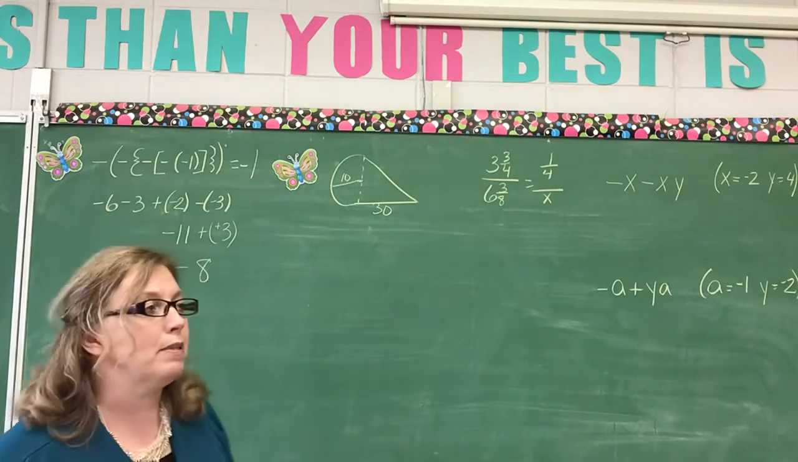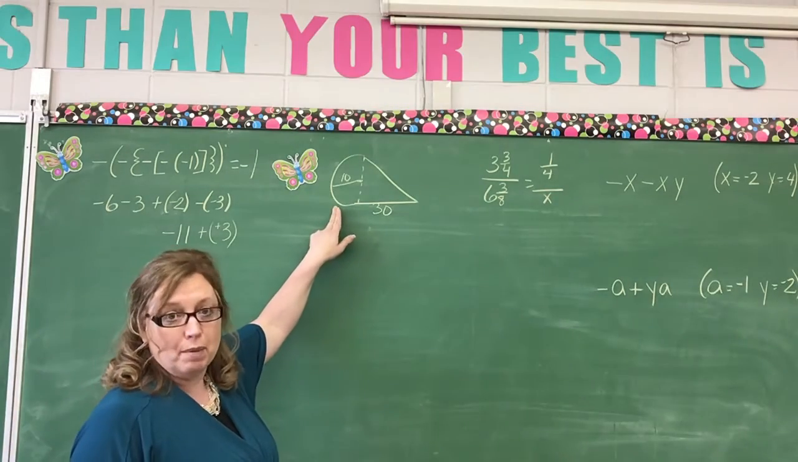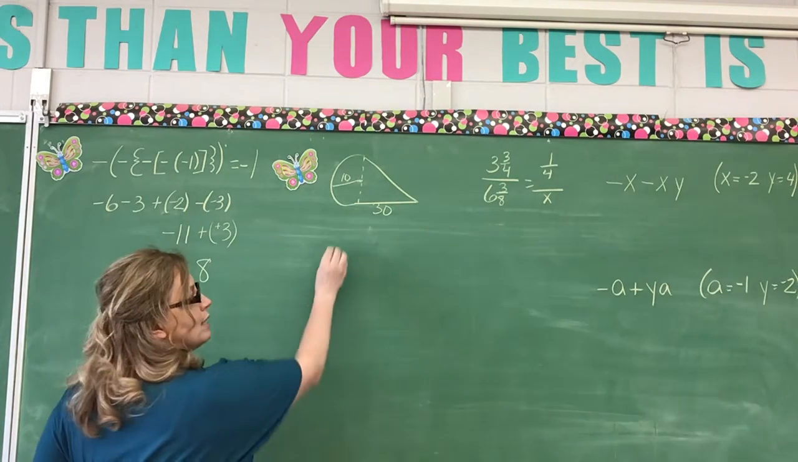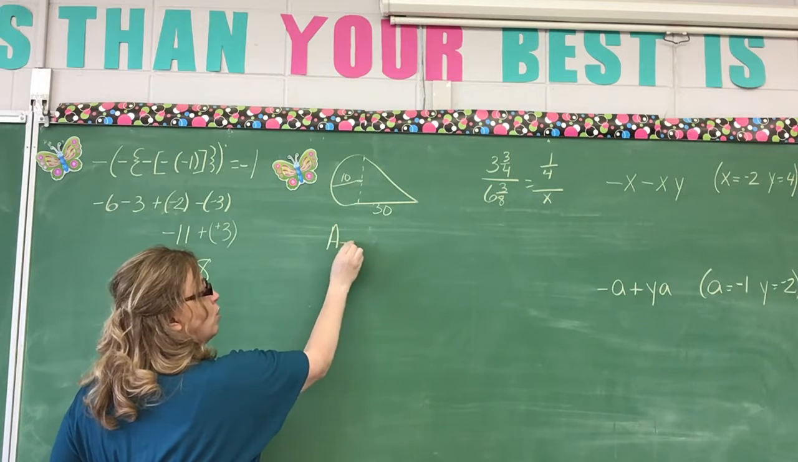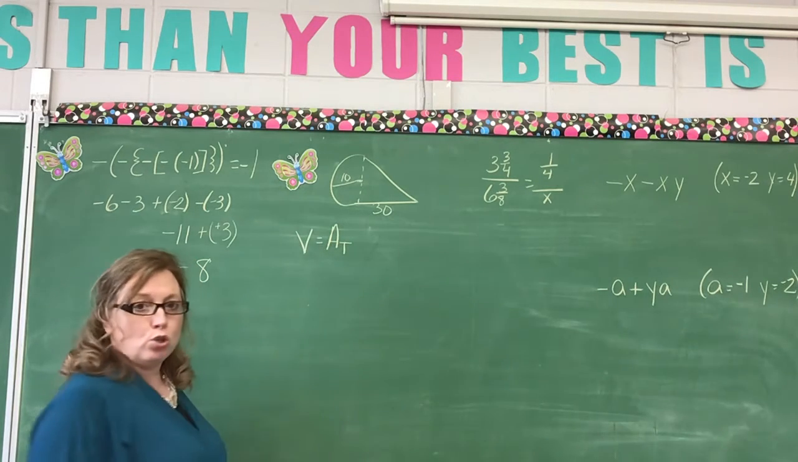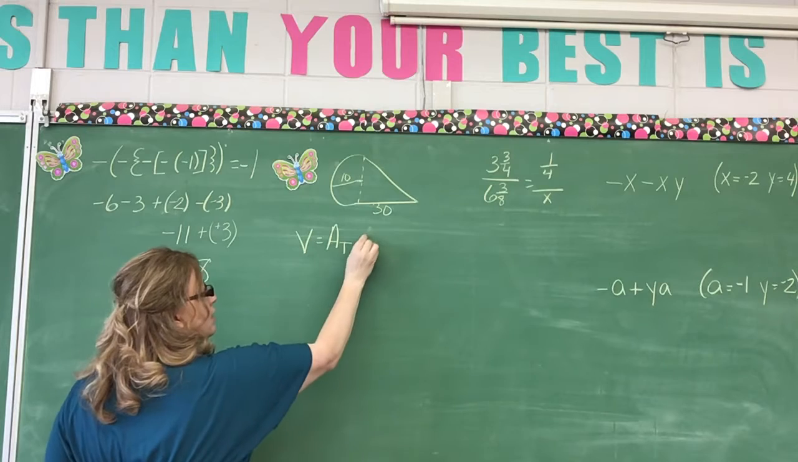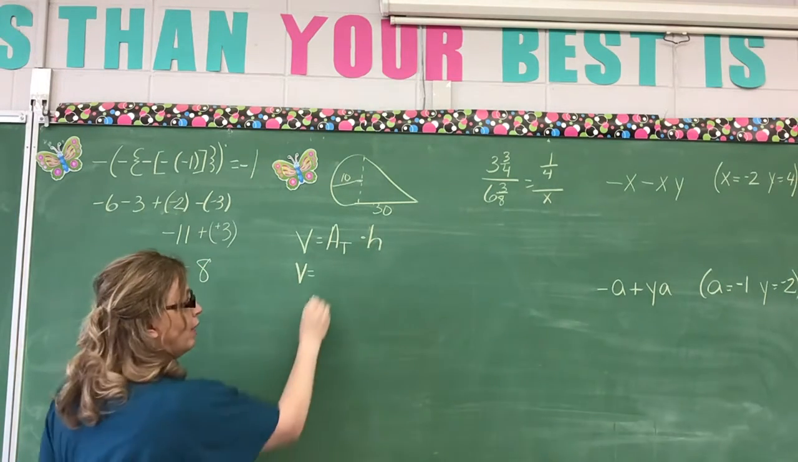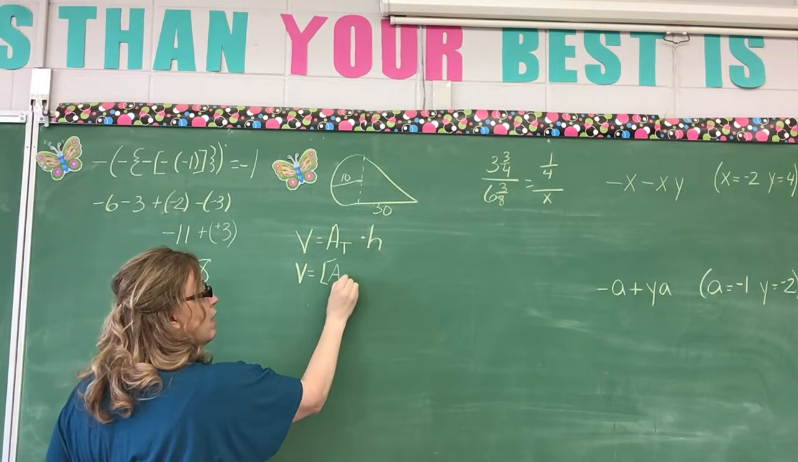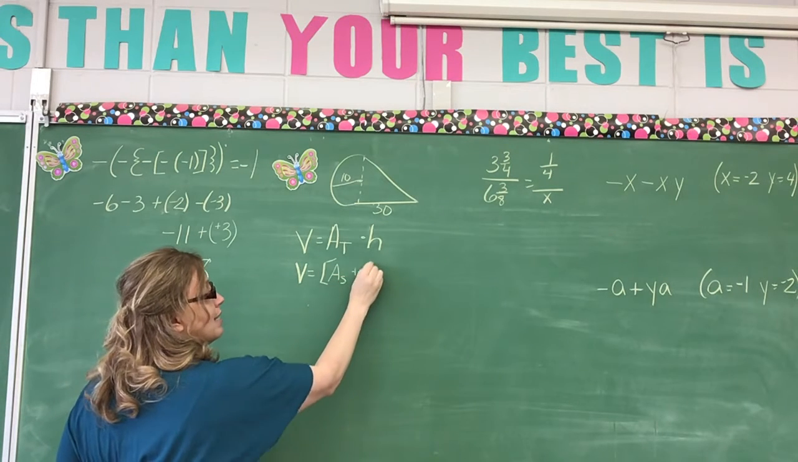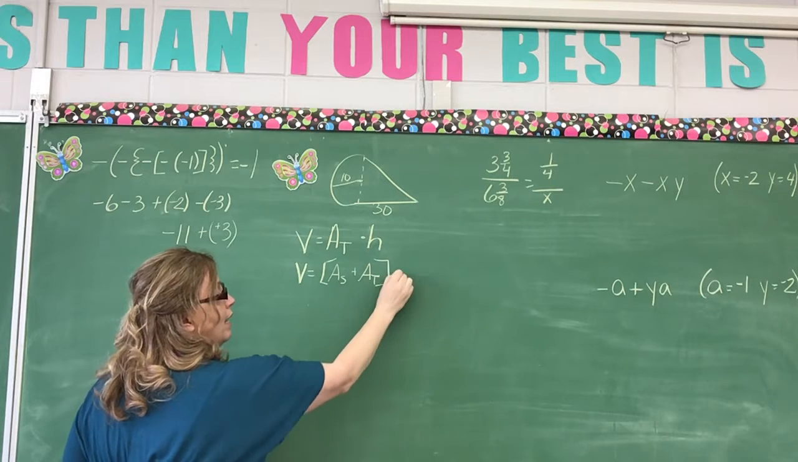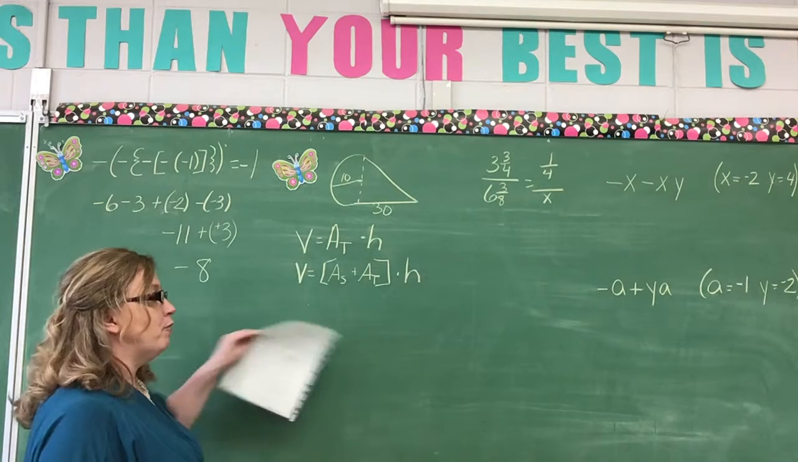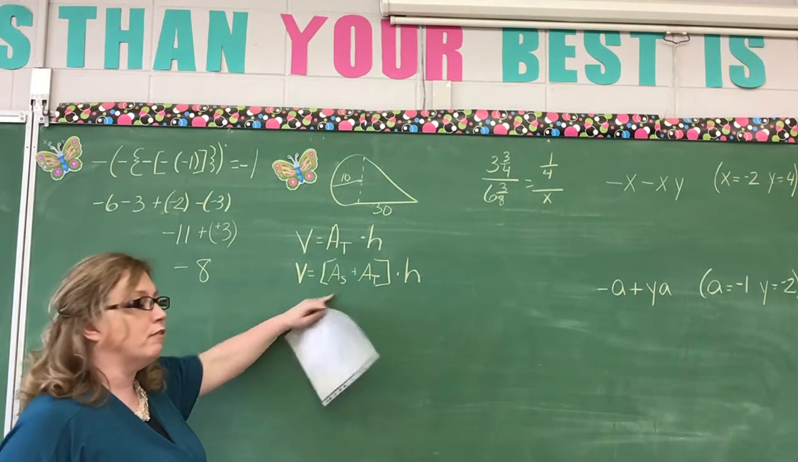What are my two shapes here? First, I have a semicircle, and then I have a triangle. Because remember, what's my formula? Total volume equals total area times the height. So how do I find the total area? The total area is going to be the area of my semicircle plus the area of my triangle times my height.